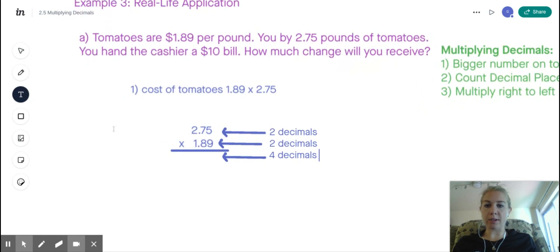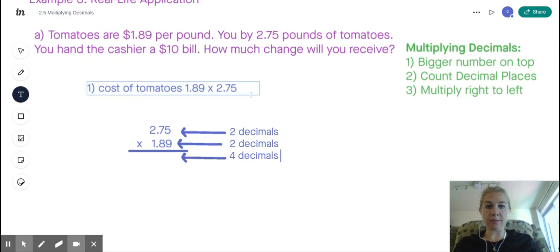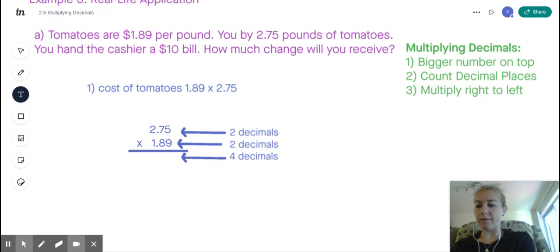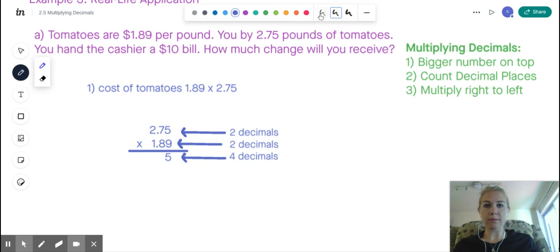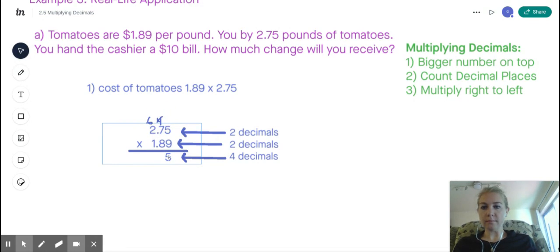Okay, now let's do some multiplying. Step 3 says to multiply right to left, so we're going to start with our 9. I know that 9 times 5 is 45, so my 5 is going to go down below and my 4 is going to go on top of the 7. Next one, 9 times 7 is 63, plus 4 is 67. So my 6 is going to go on top, and we used the 4, so I'm going to cross that out. And our 7 is going to go down below. Can't forget about the 7.